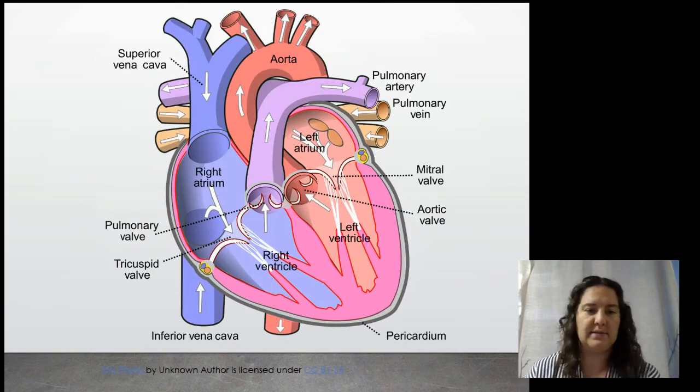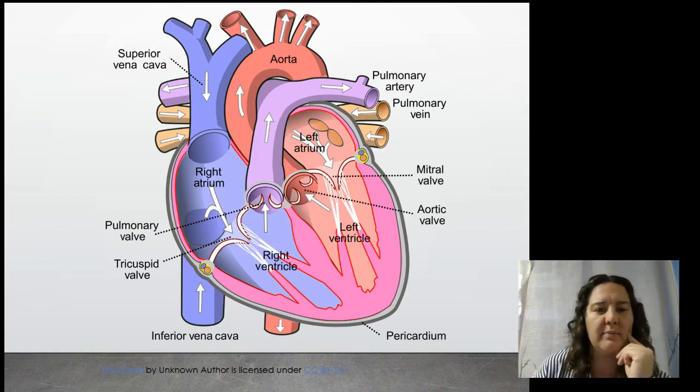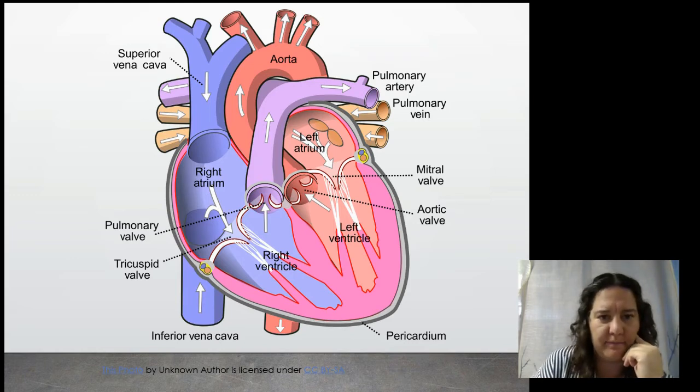So when we look at this structure of the heart, blood will come into the heart through the superior and inferior vena cava.